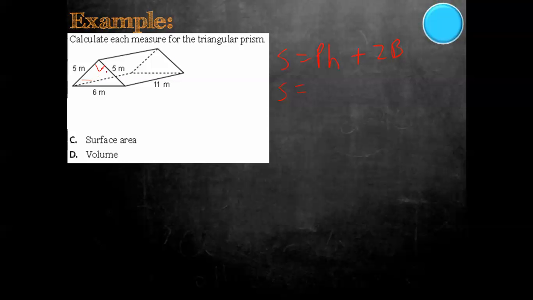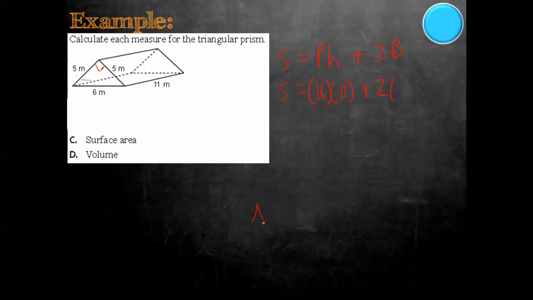So we're going to add up the perimeter of the base. Our triangles are our two bases. So 5 plus 5 is 10, plus 6 is 16. Then we're going to take the height of the prism. Remember, the height of the prism is what connects the two bases. So we have 11, and then we have 2 times the area of the base.